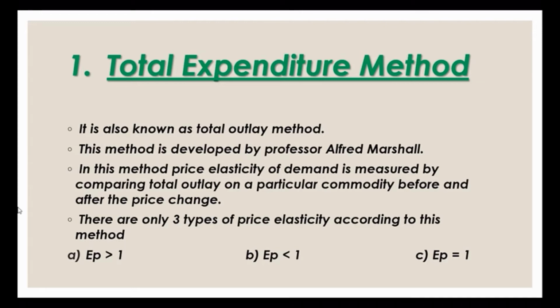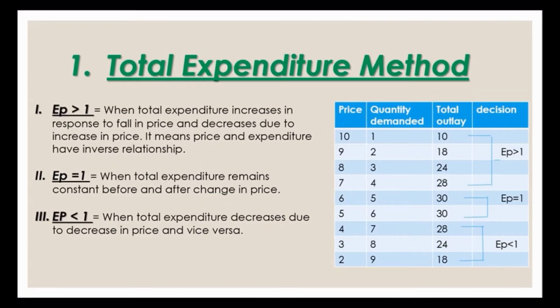The first one is more elastic demand. It means the degree of price elasticity is greater than 1. The second one is less elastic demand, where the degree of price elasticity is less than 1. And the last one is unitary elastic, where the degree is equal to 1. So here is a table which shows the relationship between price and total expenditure.